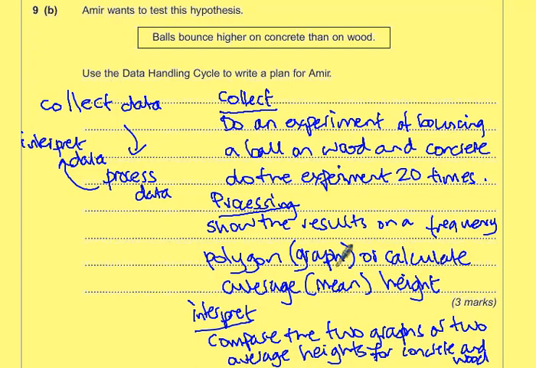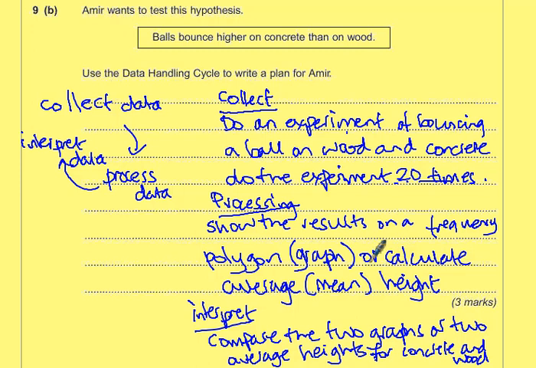So that is effectively the data handling cycle. We collect data, we process the data, and then we interpret data. It's always good to look back, see if there's a previous part of the question, give it the context of an experiment, do the experiment 20 times, use the frequency polygon, because we'd already drawn one in question 9A, what was drawn for us, or you could have said calculate the average mean height.